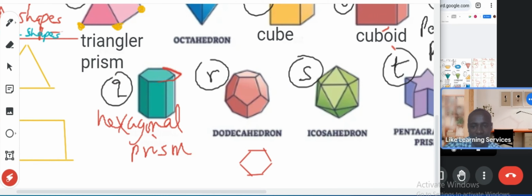1, 2, 3, 4, 5, 6, 7, 8. 1, 2, 3, 4, 5, 6. Hexagon 6. Hexagonal prism. And this one is dodecahedron. Dodecahedron. Some of them you may not need to bother about.